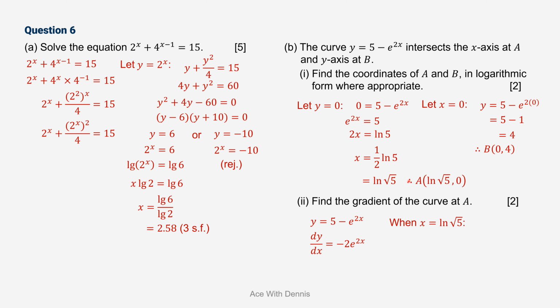So now the x value for point A is half ln 5. That means when x is half ln 5, then dy over dx will be negative 2 times e to the power of ln 5, which means it's negative 2 times 5, and the value is negative 10. Hence, the gradient at point A is negative 10.